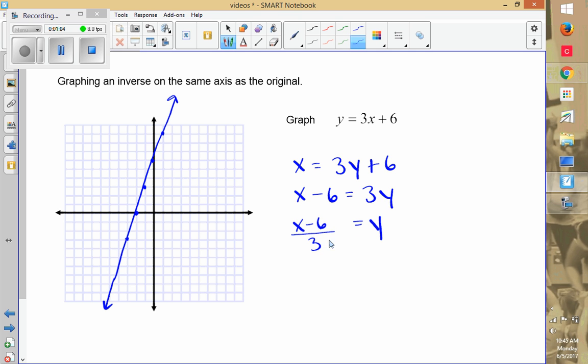Now, the way that this is written, this equation that we have, x minus 6 over 3, is not helpful for us to graph. So I'm going to want to split this up. So 1/3 x minus 6/3, but 6/3 is 2. The reason I wanted to split that up was so that I could get the y-intercept and the slope so that I can graph this easily. So the y-intercept is -2, and the slope is 1/3. So I'm going to go up 1 and over 3.